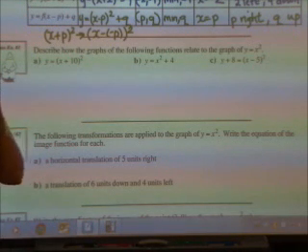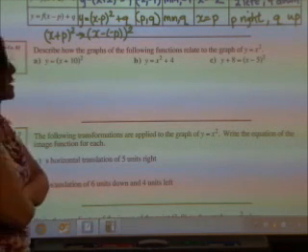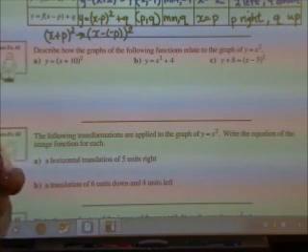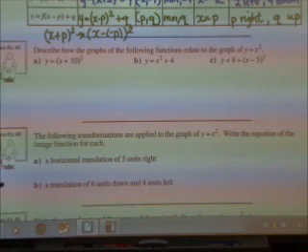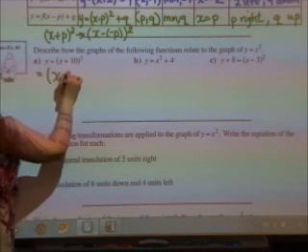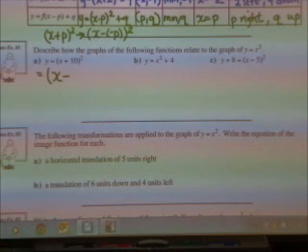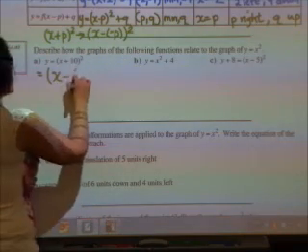So class example number 1 just asks you to describe how the graph of the following functions relate to the graph of y equals x squared. So instead of having x squared, I have x plus 10. If I told you you had to write it as an x minus, what would that be? X minus what? X minus negative 10.